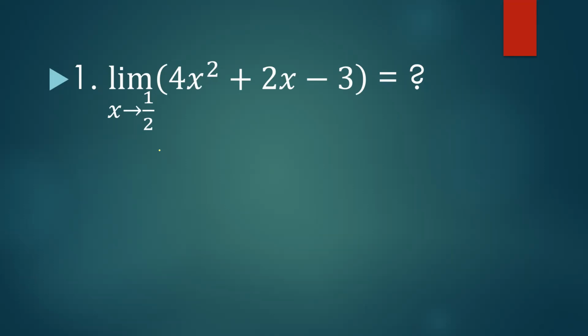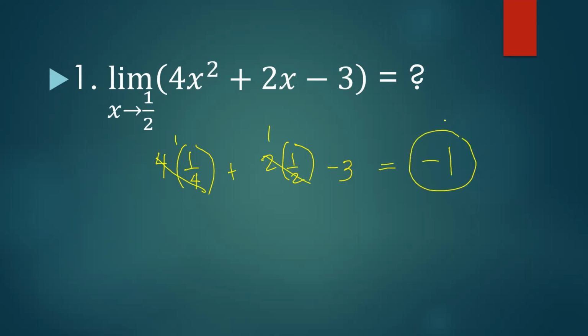So fast forward na naman ang ating timer. So we have 4 times 1/4 plus 2 times 1/2 minus 3. This is 1 plus 1. 2 minus 3 is negative 1. So this is the value of our limit.